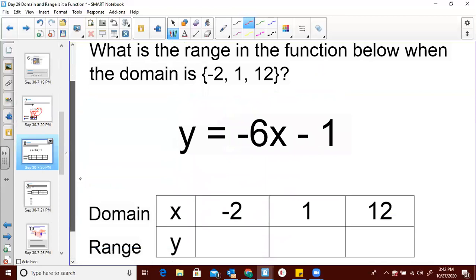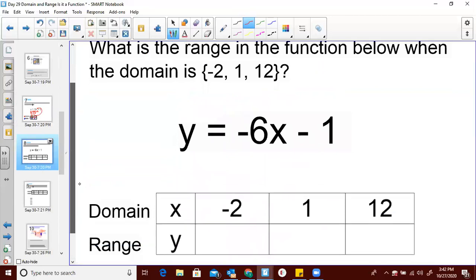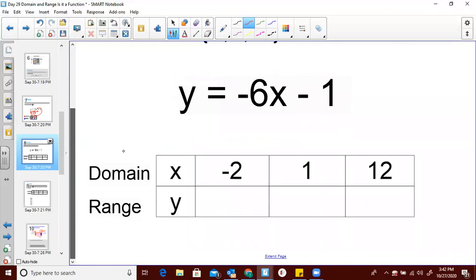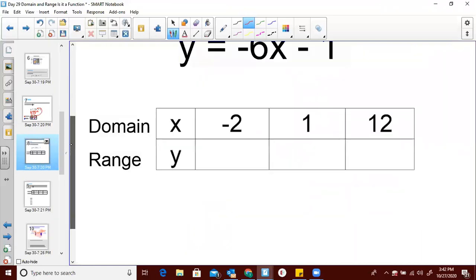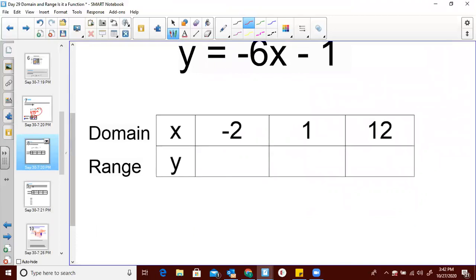All right, so what is the range of the function below when the domain is -2, 1, and 12? All right, so here we have 3 different numbers, but again, they're still just our x for domain and our y for range. So they give us our x, so we're going to plug these in to our x. Everywhere we see an x, we're going to plug these in. This is telling us what our x value is. This is basically saying x equals -2, x equals 1, x equals 12.